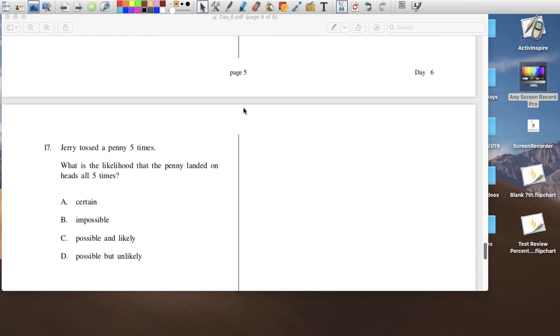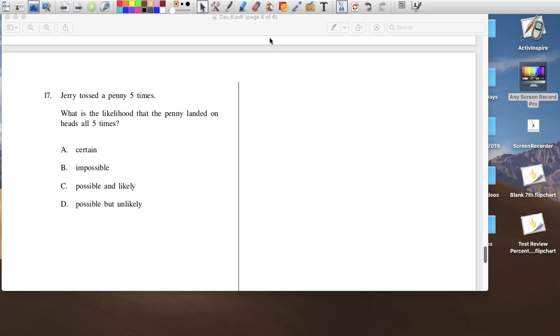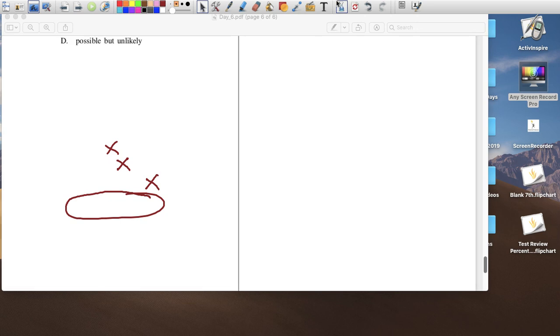Is that it? Oh, there's one more. Jerry tossed a penny 5 times. What's the likelihood that the penny landed on heads all 5 times? Certain? No. Impossible? Also no. It is possible. Possible and likely? No. Possible and unlikely? That's the one. It is possible, but there is a very small chance of that happening. That's it.